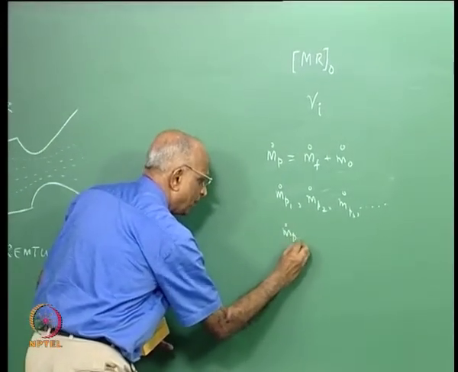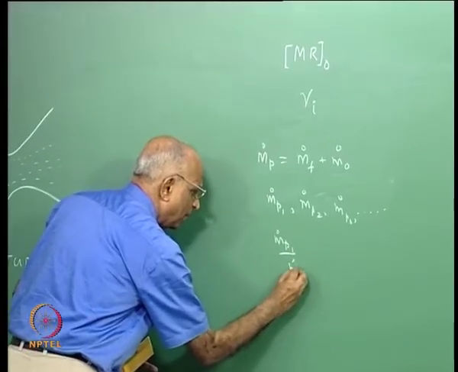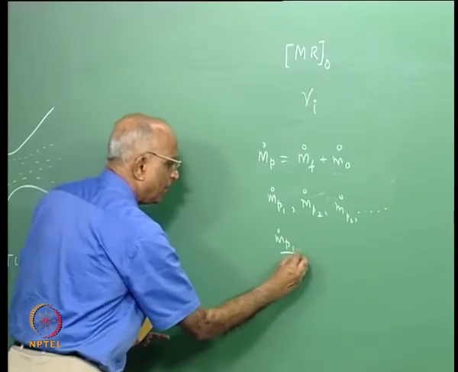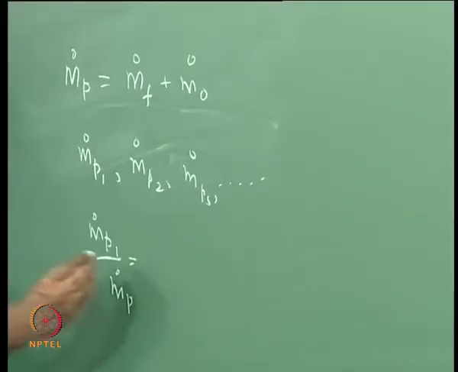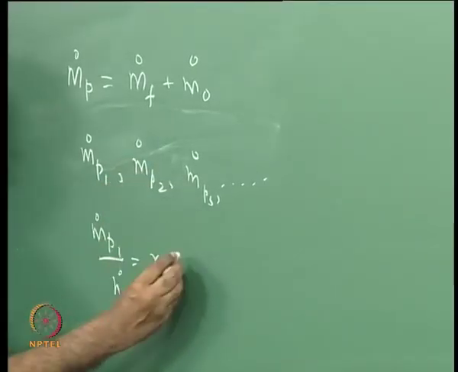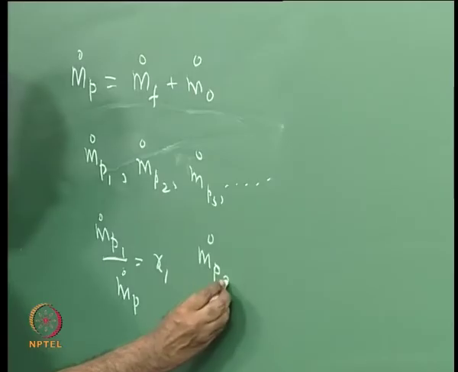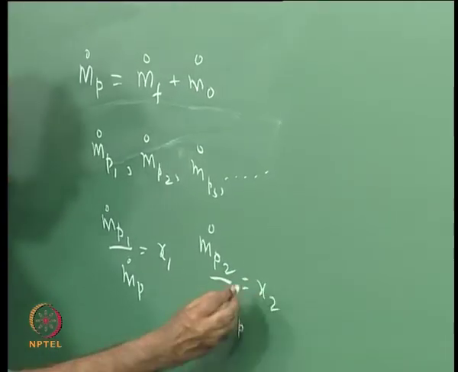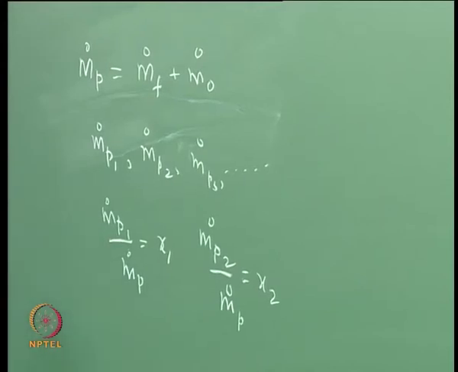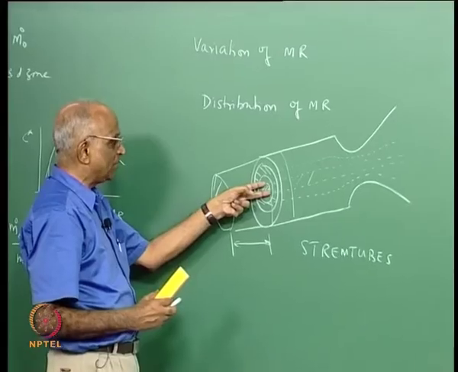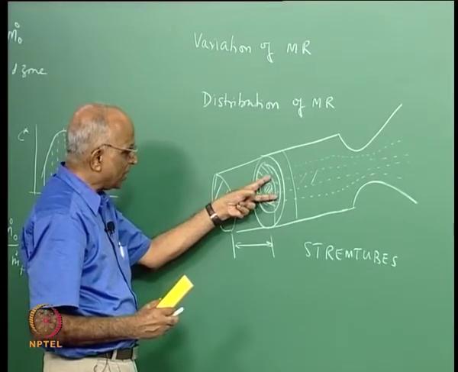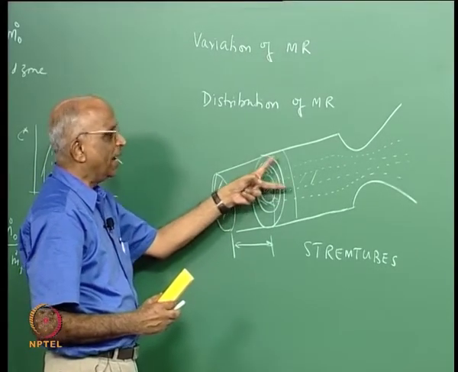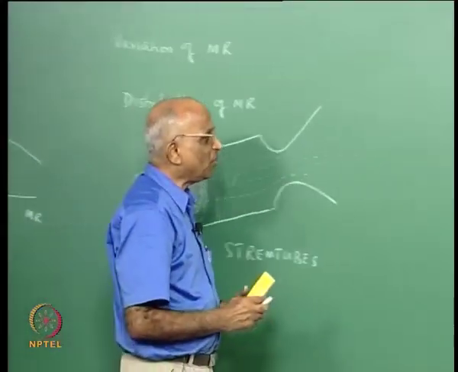mp dot 1 divided by the total propellant I call as the value of the fraction, that means x1. I call mp dot 2 divided by the mass flow rate of propellant as x2, and so on. I have x1, x2, x3, that is the fraction of propellant flowing in stream tube 1 is x1, flowing in 2 is x2, flowing in 3 is x3, and so on. Therefore, the summation of x would be what?